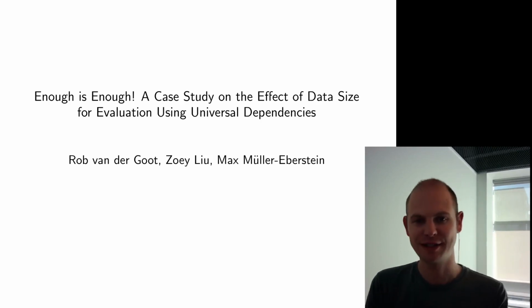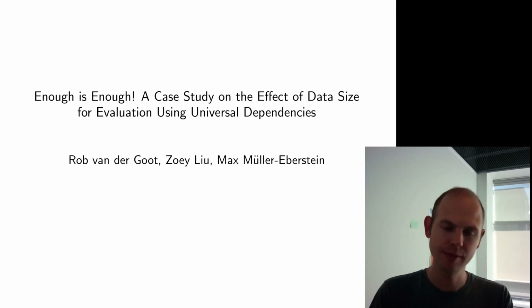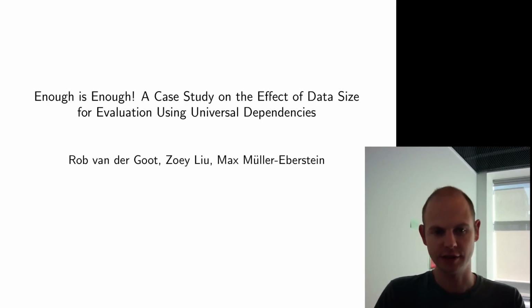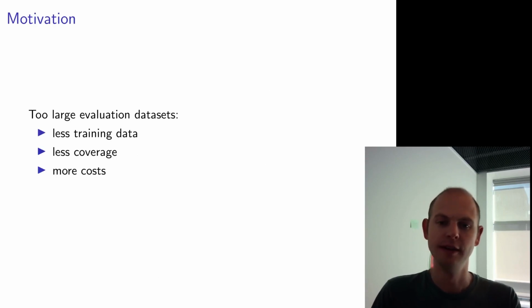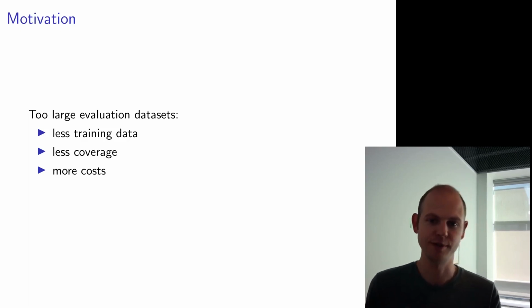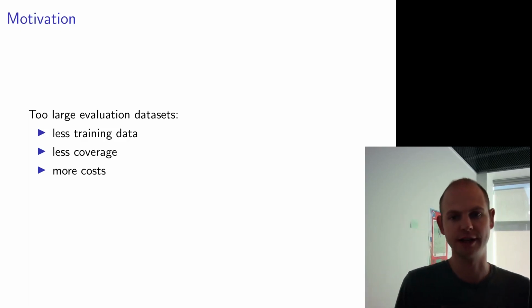So sometimes less is more, which is why today we will be investigating how large an evaluation dataset should be for a use case study on the Universal Dependencies. Some downsides of too large evaluation datasets are that we are missing out on training data because we're using our data for evaluation, or we are limiting our coverage. You can imagine if you annotate a smaller dataset, you can annotate more languages and/or domains. Furthermore, of course, you have to pay more or use more time if you want to create larger sets.